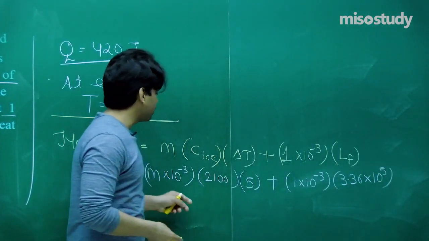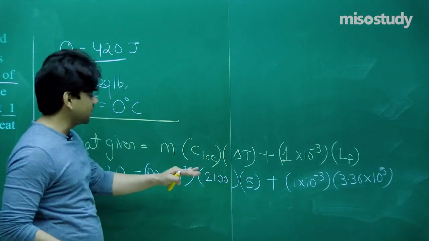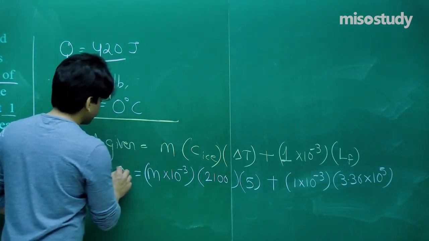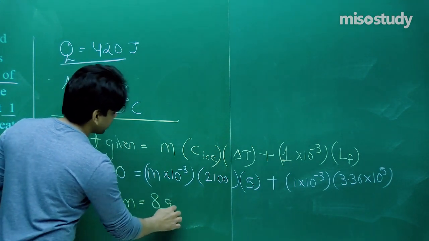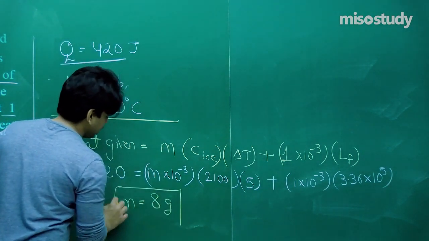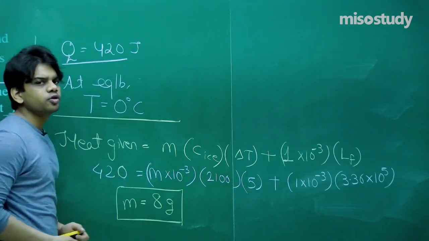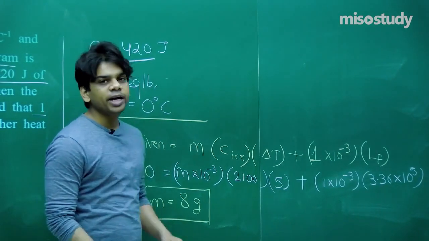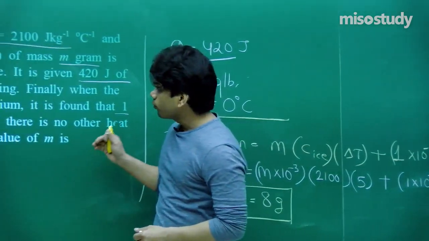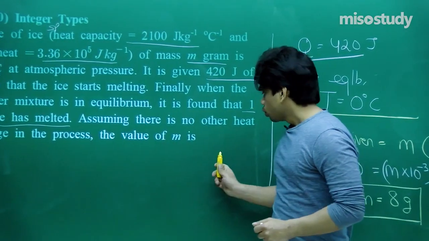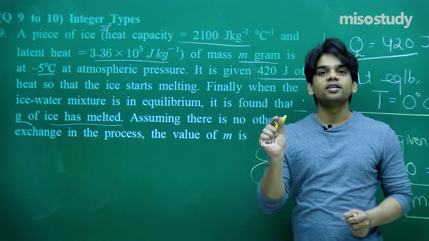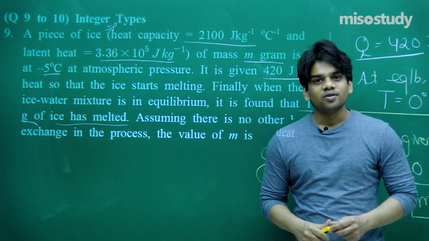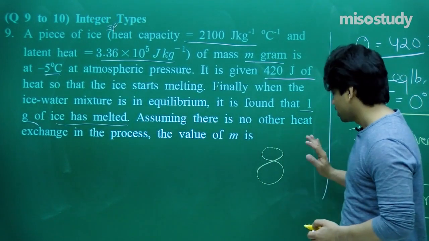After solving this, only the calculation part is left. We can easily solve this. After solving this, you will get m is equal to 8 grams. You'll be finding that m is equal to 8 gram. So let's check what you have to do. You have to choose an integer, so you have to mark 8. You have to bubble the option carrying the digit 8. So in that way, you have to answer the integer type question.